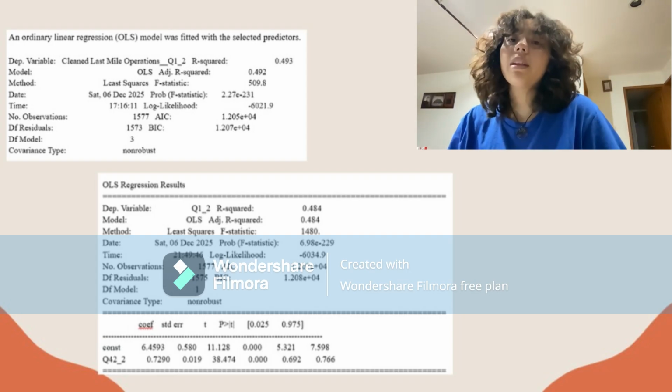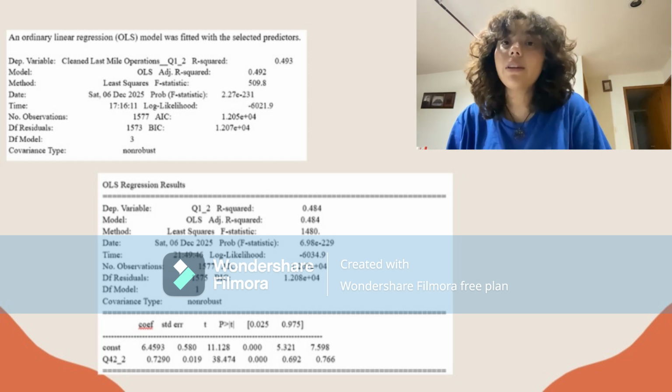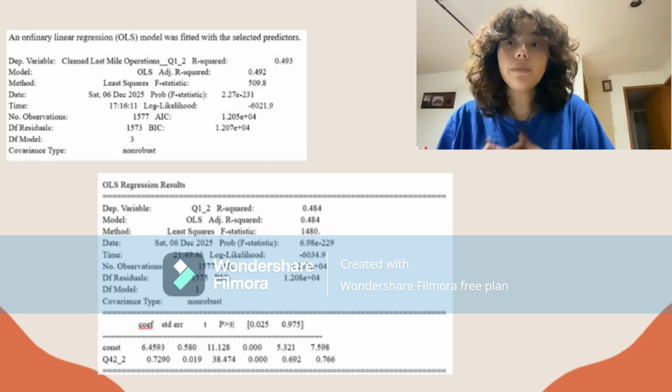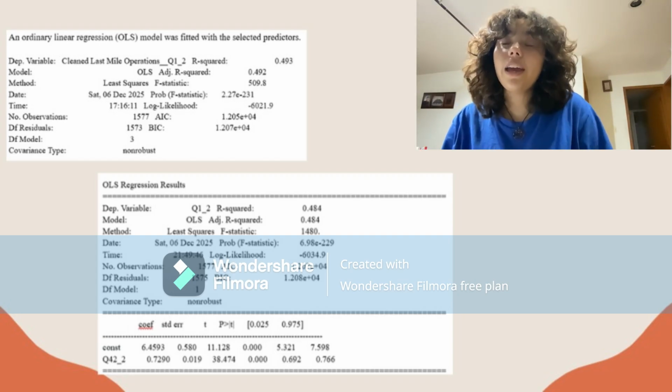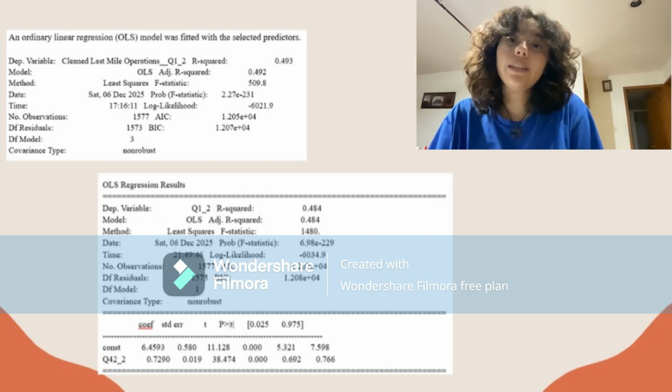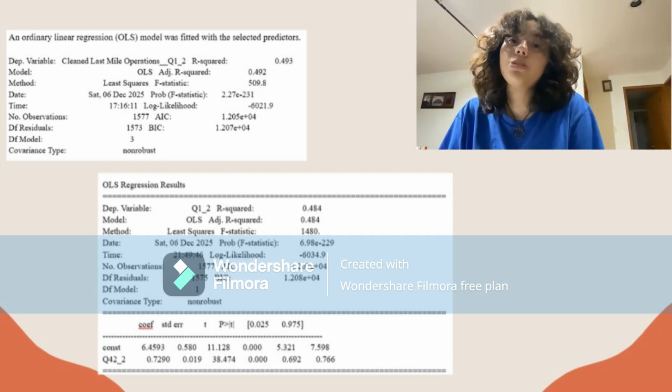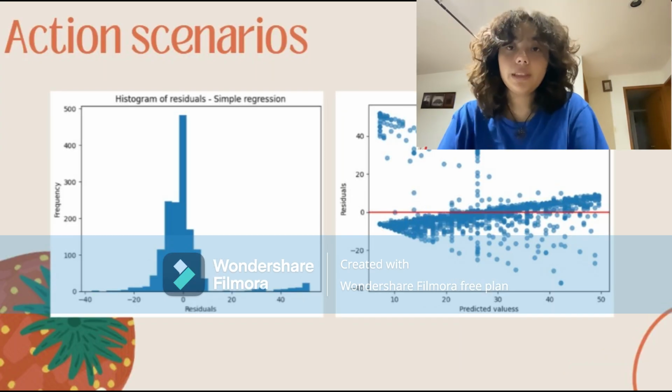And finally, for the logistic regression, we converted the target into a binary variable based on the median. This logistic regression reached about 86% accuracy and an AUC of 0.88, showing excellent discrimination between high and low performing shops.